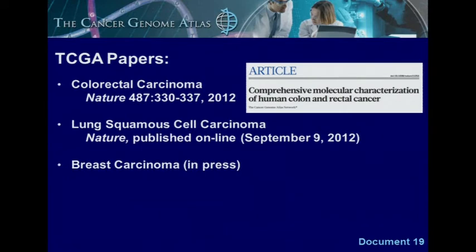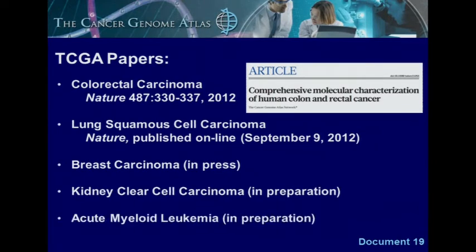A paper describing TCGA analysis of breast carcinoma will also be published soon. And several other manuscripts are in preparation, including those reporting studies of kidney clear cell carcinoma and acute myeloid leukemia. This last study is being led by Councilmember Rick Wilson.